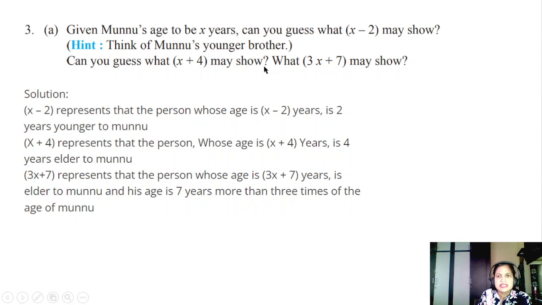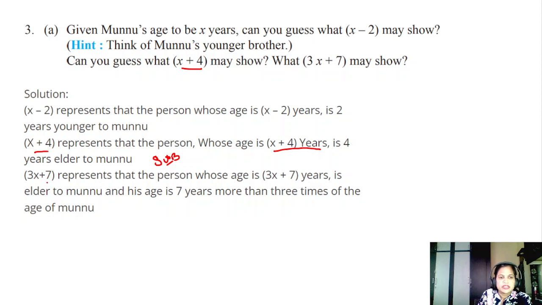Then after that, next is x plus 4. X plus 4 represents that the person whose age is x plus 4 years is 4 years elder to Manu, means that person may be elder sister or elder brother. Okay, elder brother or elder sister.